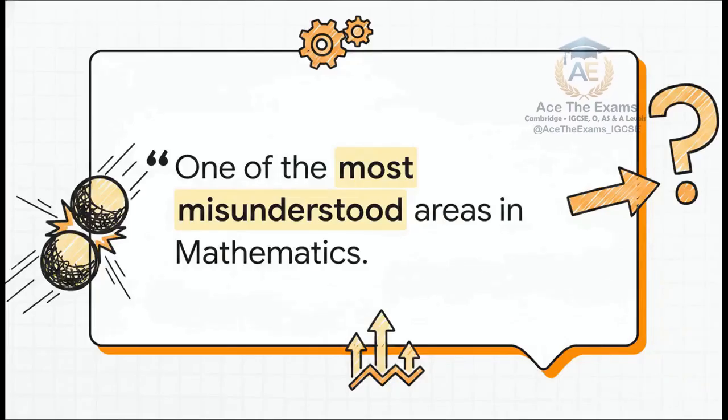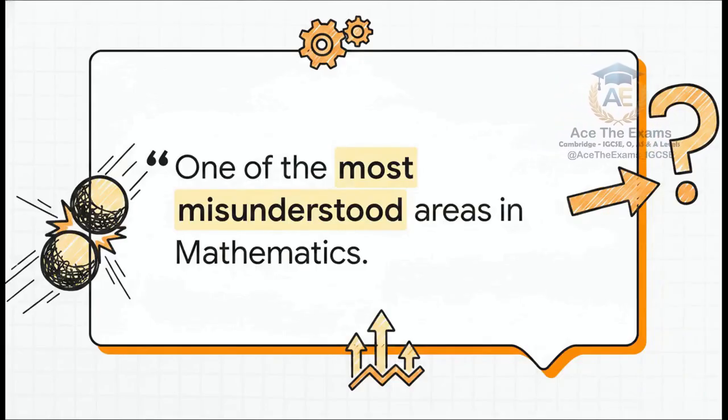This topic isn't just tough anecdotally. The principal examiner reports explicitly highlight that the conservation of linear momentum in direct impact is literally one of the most misunderstood areas in all of Cambridge mathematics. So take a deep breath. Your struggle is incredibly valid.